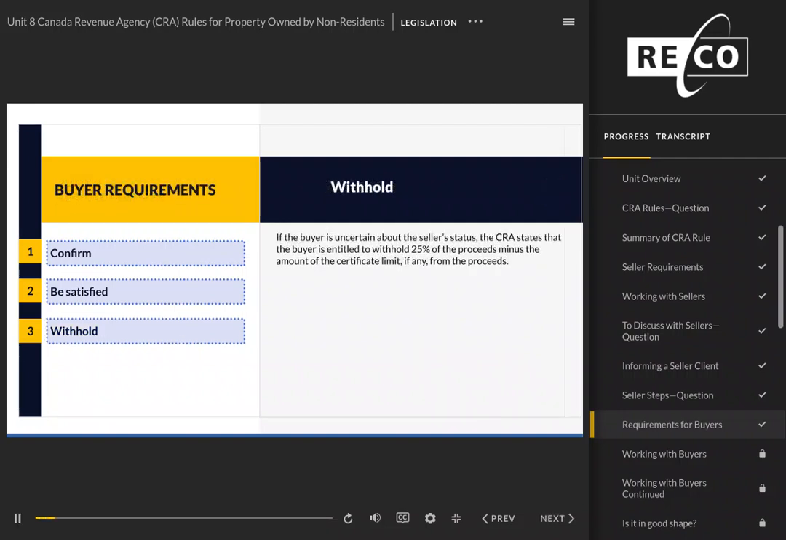Third, if the buyer is not satisfied with the information they obtain from the seller or from their own research, and they believe that the seller may be a non-resident for tax purposes, the CRA states that the buyer is entitled to withhold 25% of the proceeds, minus the amount of the certificate limit, if any, from the proceeds. This withholding is to pay taxes on behalf of the non-resident seller. Note that while the withholding amount is approximately 25% of the proceeds, the total amount payable may differ.